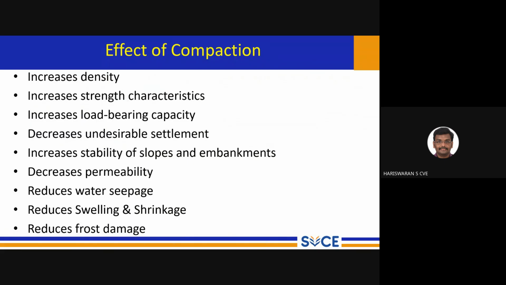interconnecting voids. For example, in one container we have gravel, in another sand, and in another clay. In which type of soil will the water flow easily? In the case of gravel, the size of the voids is higher and interconnection is also possible. But in clay, the size of the voids is smaller and the interconnectivity is tough, so the flow will be very, very small. Hence we call clay impermeable.